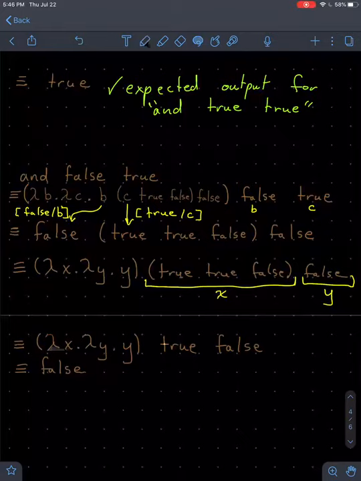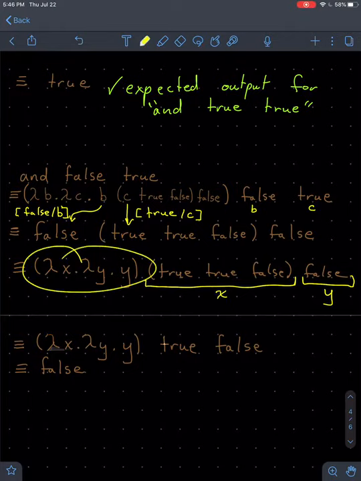So the nice thing, or not nice thing, I guess, about the Lambda calculus is sometimes you can make smart decisions on what to reduce and what to not reduce. And this is one of those situations where we don't need to reduce x because this will select y. So we can actually finish this all in one step. And we get false.